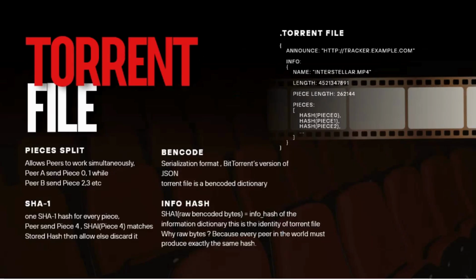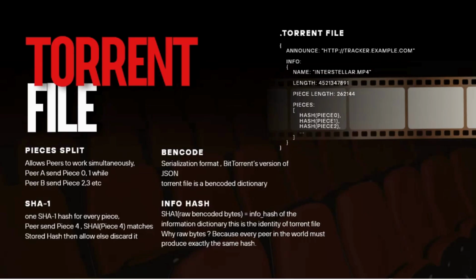Let's understand that more deeply. So a torrent file looks like this. For us, the most important part is the info dictionary, which contains the name, total length, piece length, and the pieces themselves. So why divide it into pieces? It allows multiple peers to work simultaneously.